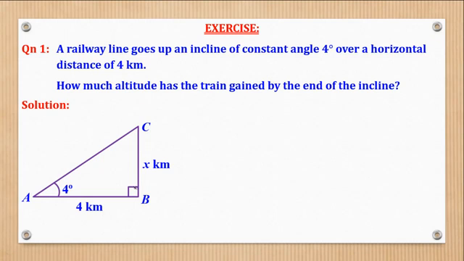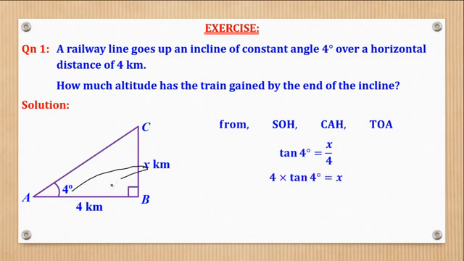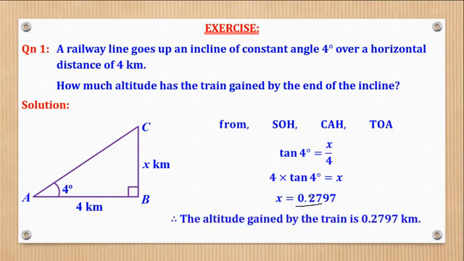The good thing you realize is that this is a right angle triangle, so you can use SOHCAHTOA. Now for SOHCAHTOA, this angle, this is the opposite. So we're interested in opposite and adjacent. Opposite, adjacent is tan. So I'll say tan 4 degrees is equal to opposite, which is X, over adjacent. Then I'll cross multiply to come up with that line. Then using a calculator, I'll come up with this as the value of X. Therefore, the altitude will be 0.2797 kilometers.